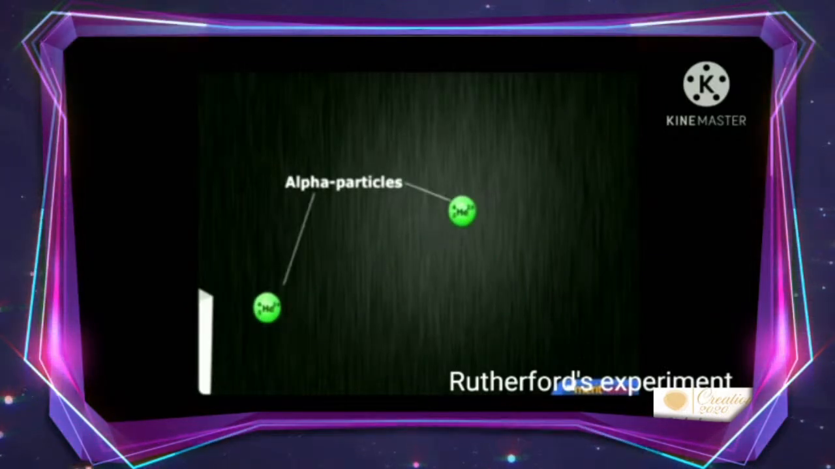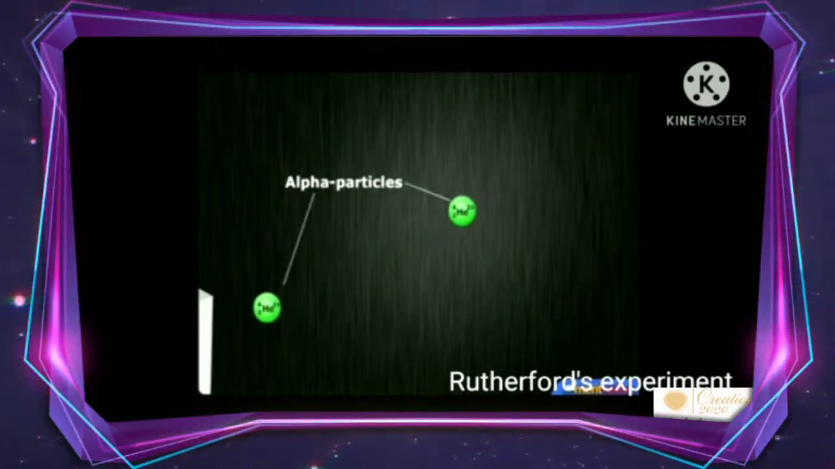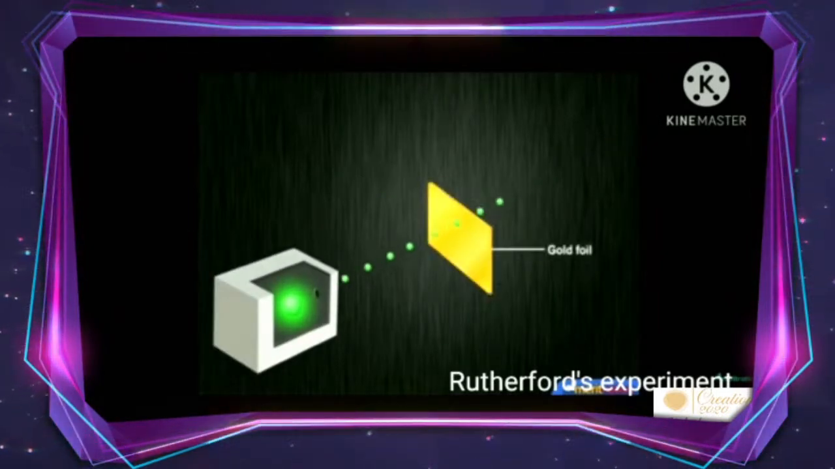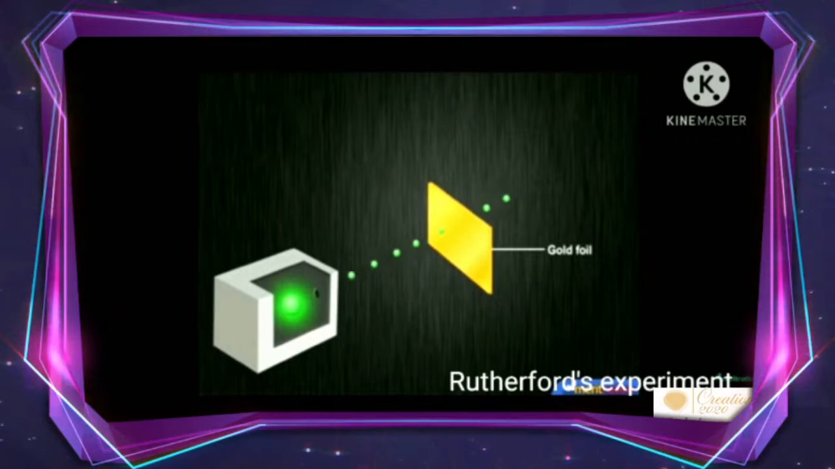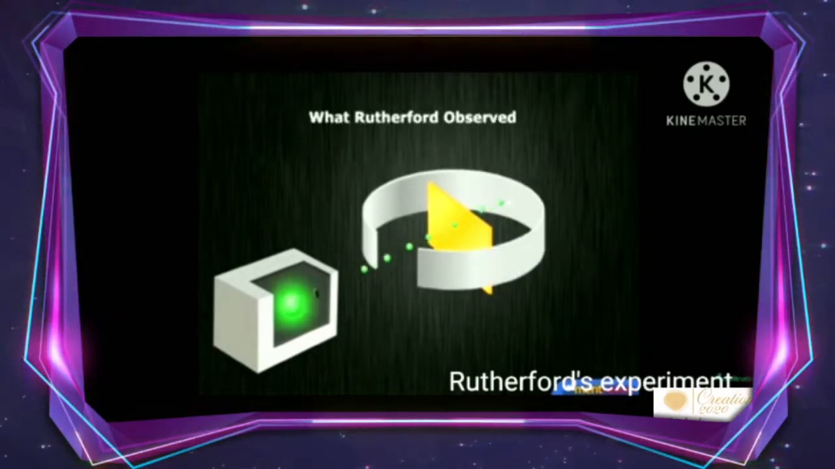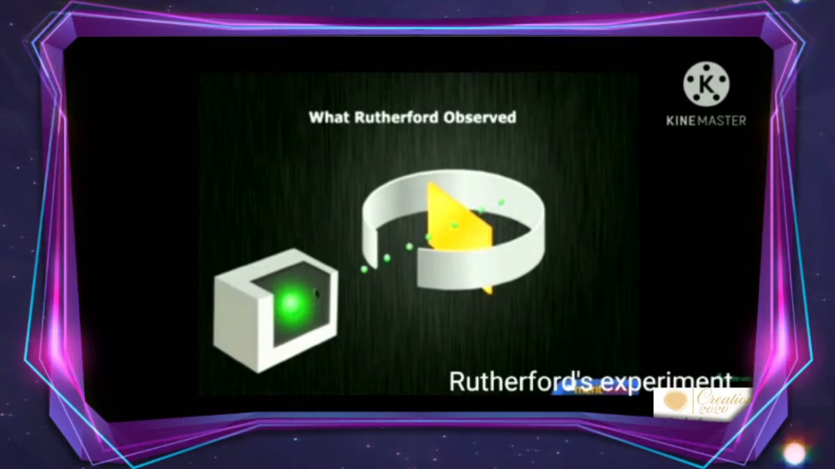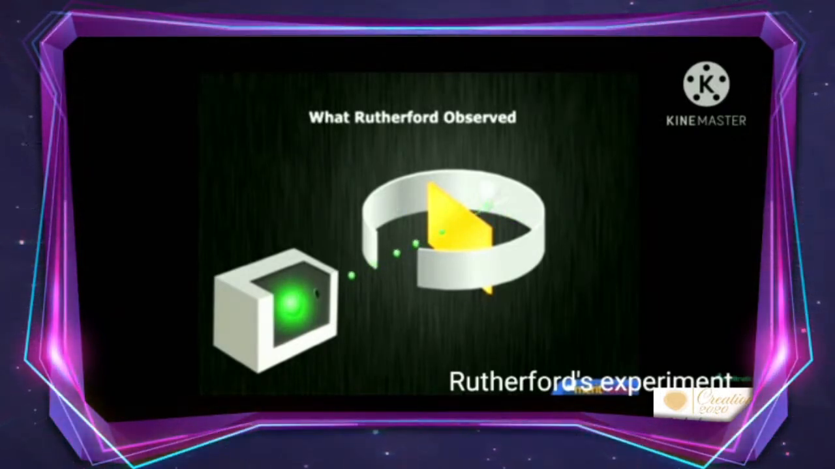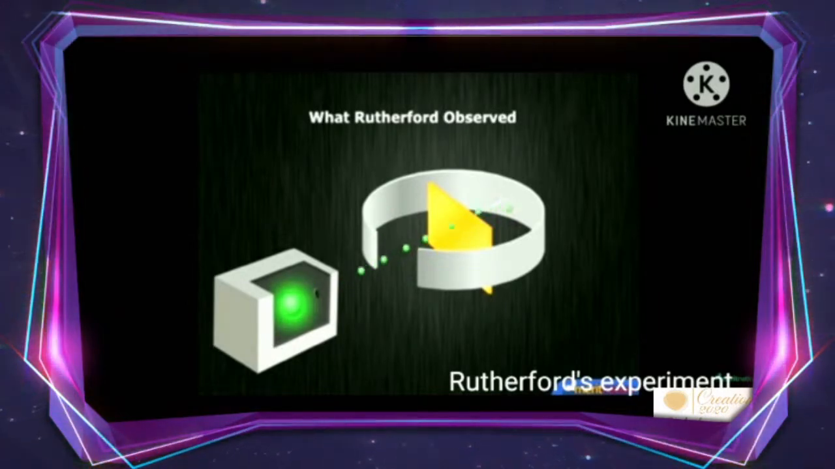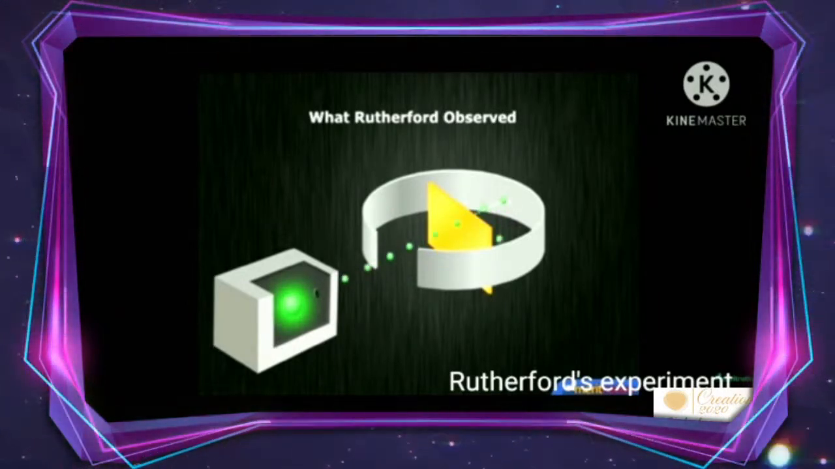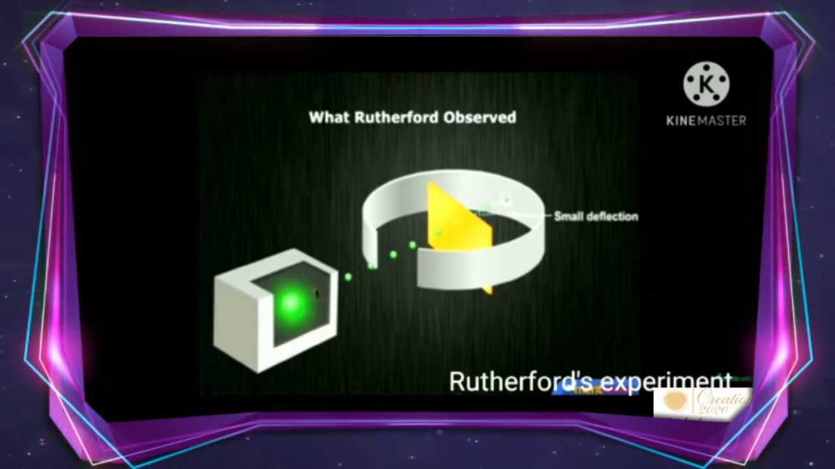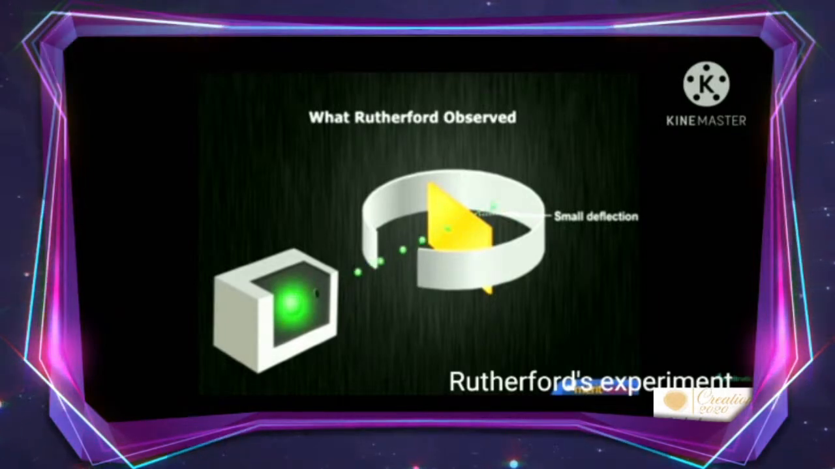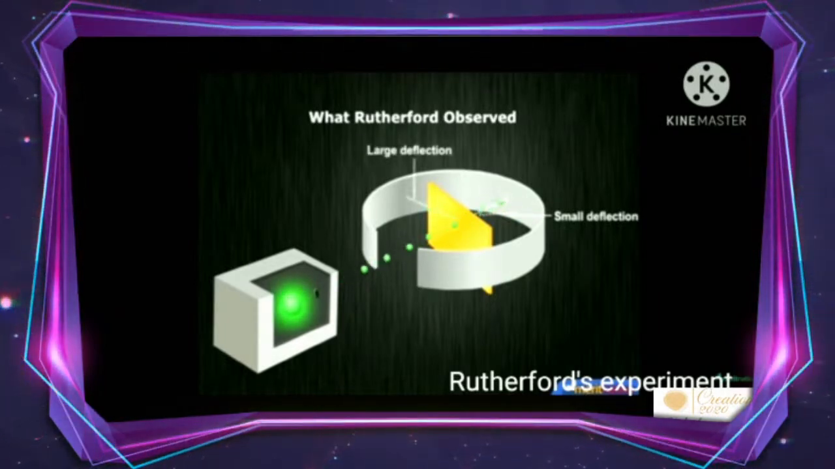So, he decided to do an experiment. He bombarded alpha particles on a thin gold foil. He observed the deflection of the alpha particles with the help of a screen. From the experiment, he made the following observations. First, most of the alpha particles passed straight through the gold foil. Second, some of the alpha particles were deflected from the gold foil at small angles. Third, some were deflected by large angles.